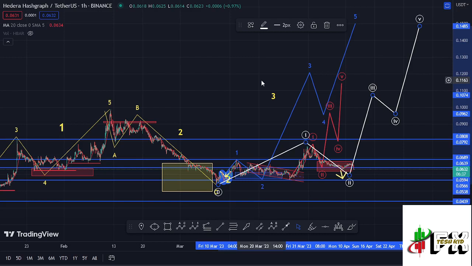So I need to be a little bit patient until I see the CPI data and the impact that it's going to have on the market, and once that happens, then I'll have the right Elliott wave count that is being obeyed here on the Hbar chart.